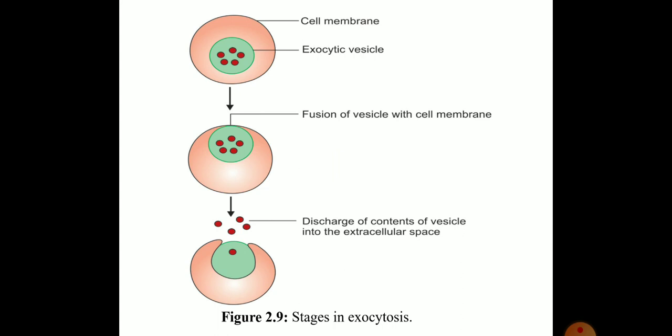So this is the diagram which represents exocytosis. The macromolecules which are not required by the cell form an exocytic vesicle, and this exocytic vesicle comes near to the cell membrane and fuses with the cell membrane and then discharges the contents of the vesicle into the extracellular space. This is how exocytosis occurs.